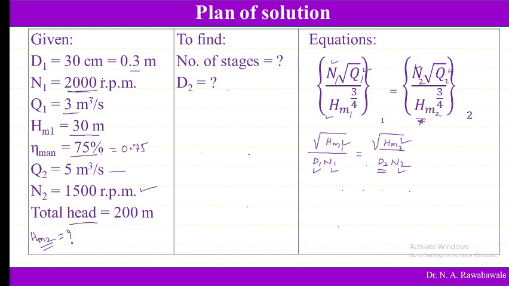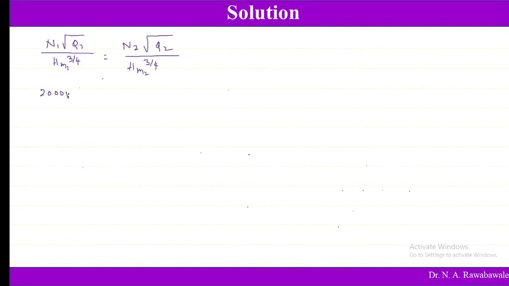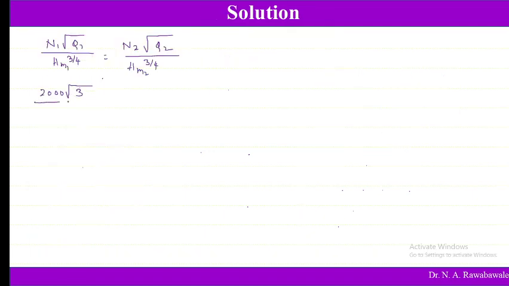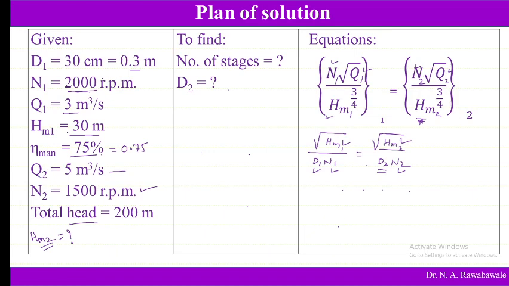Very first, we will use this equation, that is N1 square root of Q1 divided by HM1 to the power of 3 by 4 is equal to N2 square root of Q2 divided by HM2 to the power of 3 by 4. So we see what we know and what we don't know here. We know N1, that is 2000 rpm, square root of Q1. Q1 is 3 meter cube per second. So 3 divided by HM1, the head developed by the single pump, is 30 meters.